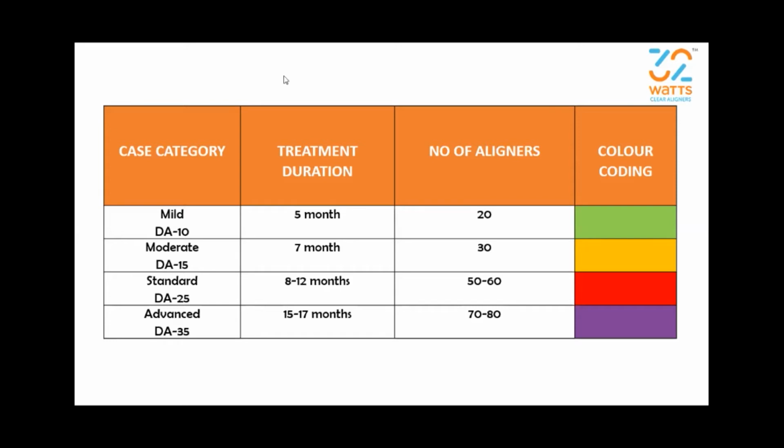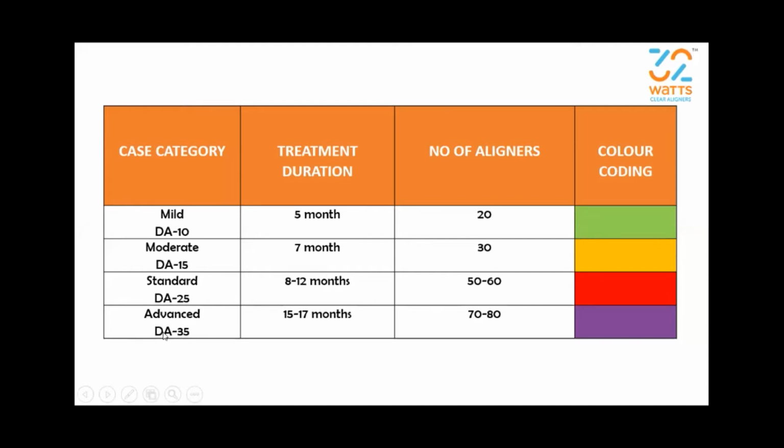Then the moderate category. The moderate category will have upper 15 aligners and lower 15 aligners, or a total of 30 aligners. So the treatment duration will be 7 months approximately. The majority of the cases will fall under the standard category, where we give upper 25 aligners and lower 25 aligners. The treatment duration is approximately 12.5 months, and the total number of aligners which we give, inclusive of the refinements, is around 60 aligners in total, both arches.